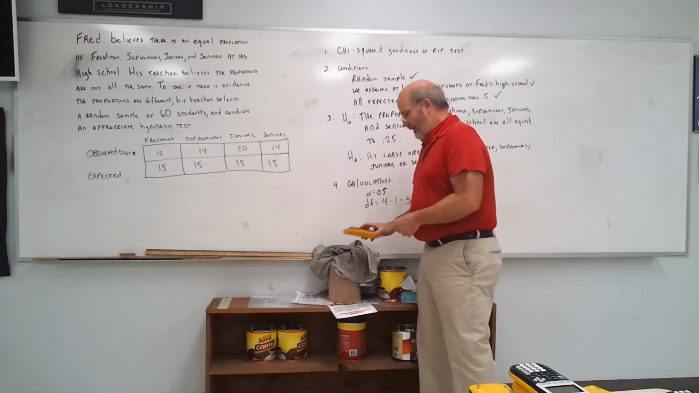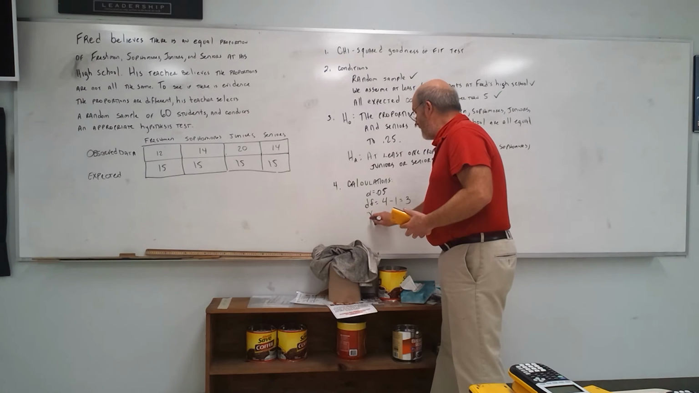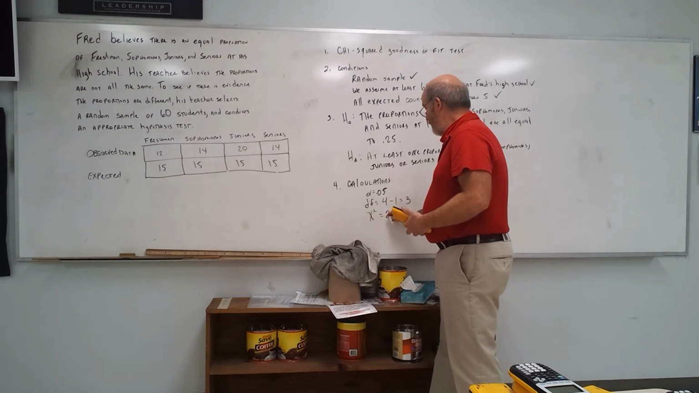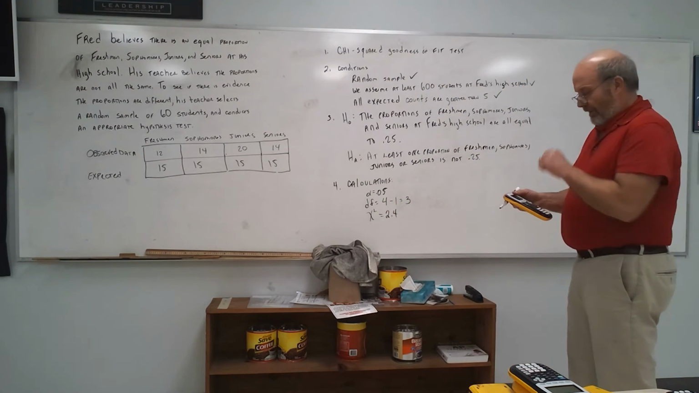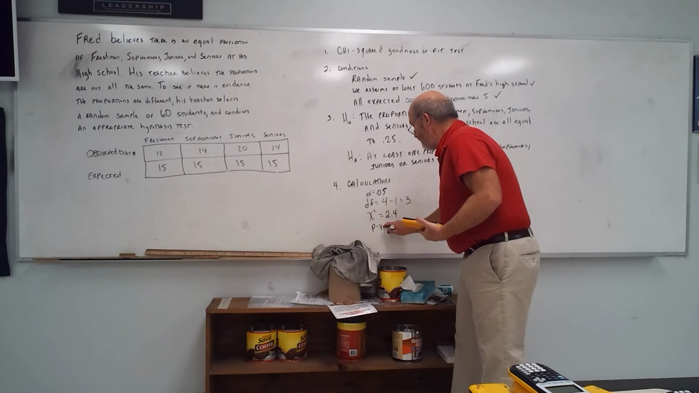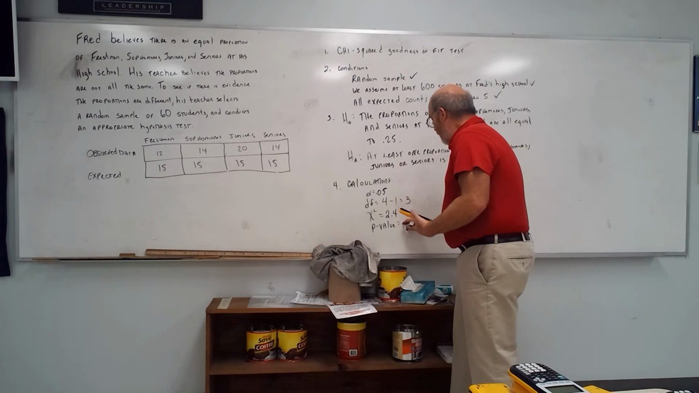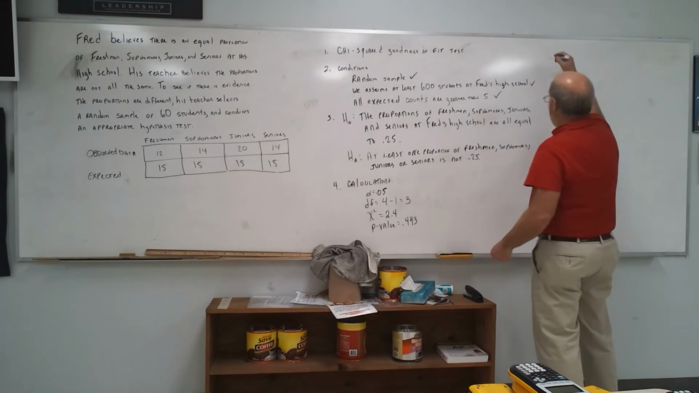The next thing from the calculator, we're going to get the chi-square test statistic. Chi-square test statistic, in this case, is going to be 2.4. I showed you how to calculate that by hand. The calculator does it also for you. And then we're going to get our p-value. In this case, it's 0.493. Way bigger than alpha. So now we're going to move to our conclusion.